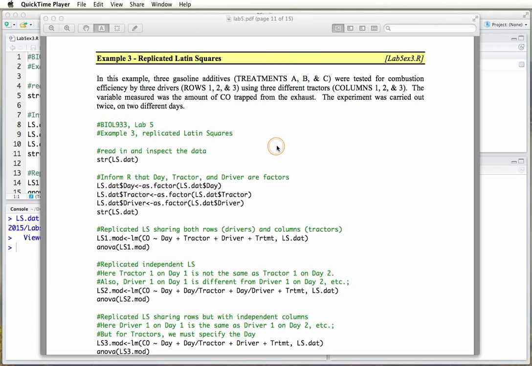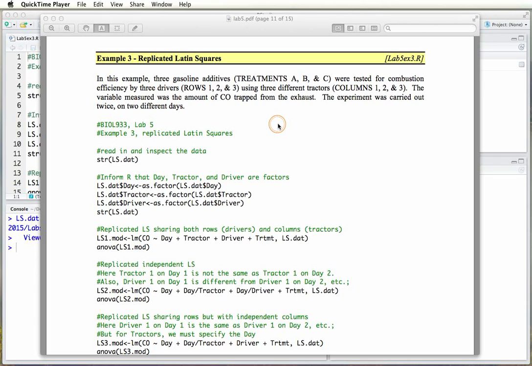One of those things that could cause variation are drivers themselves. Some people are lead foots, other people aren't, and the way in which you drive can greatly influence combustion efficiency. So this human effect, they want to block by driver. In other words, they want to make sure that differences in the way people drive do not color their conclusions about the effects of gasoline additives. So driver is a good blocking variable in this particular case.